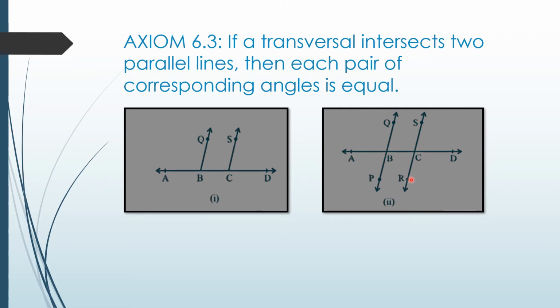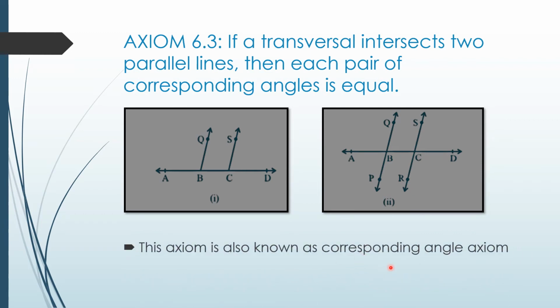So I can say that when a transversal intersects two lines forming two corresponding angles as equal, then the lines would be parallel. Here you can clearly see that line PQ and line RS would be parallel. Now, this axiom is also known as the corresponding angle axiom.